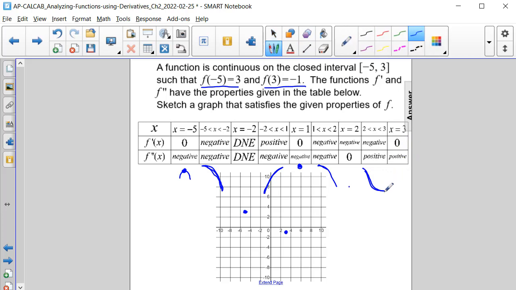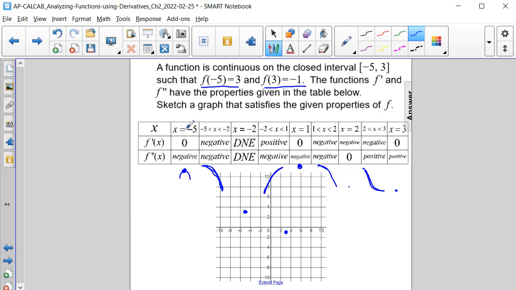And then at x equals 3, we are going to have a 0 first derivative and a positive second derivative, meaning it's going to be concave up, and we're going to have a relative minimum value here. Okay, so let's try to put all of these things together into our actual graph. This was kind of like a sketch or scratch work to show what our function is going to look like a little bit. And now let's put that to the graph.